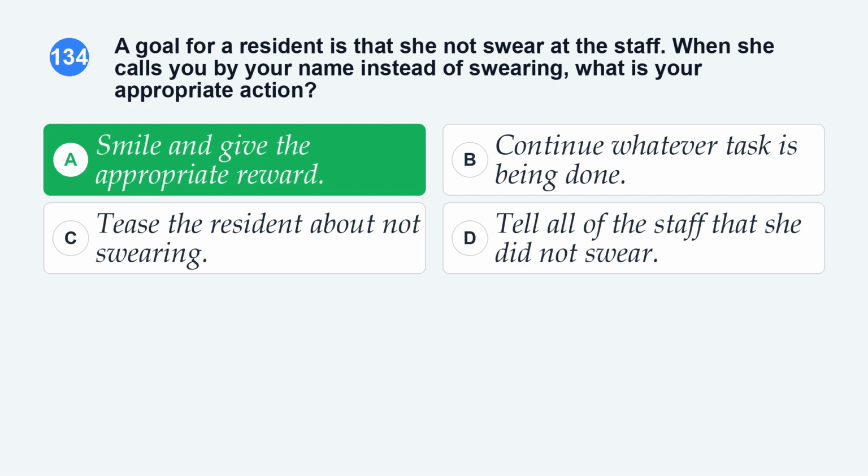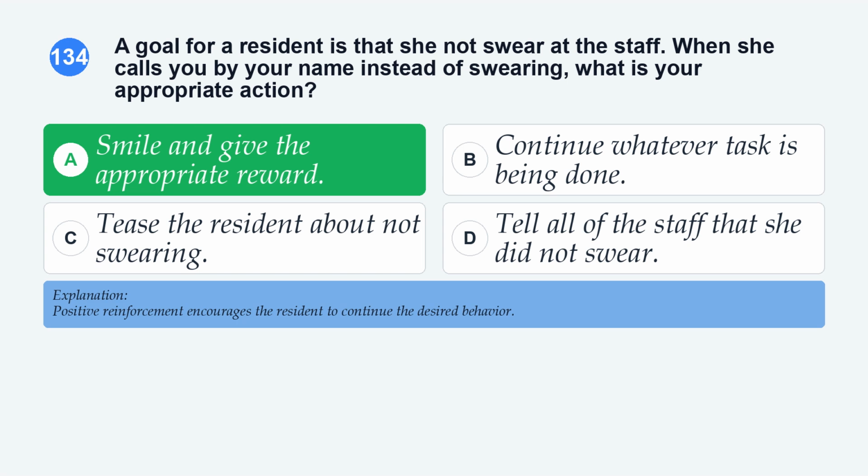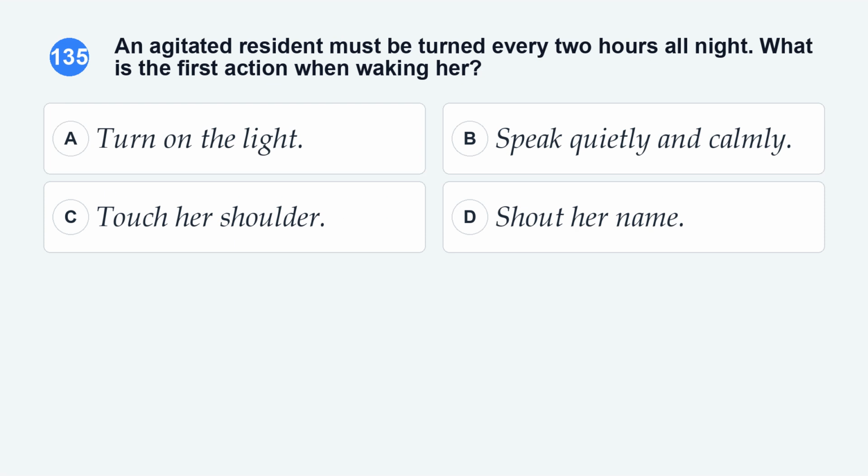The correct answer is option A. Smile and give the appropriate reward. Explanation. Positive reinforcement encourages the resident to continue the desired behavior. Question 135. An agitated resident must be turned every 2 hours all night. What is the first action when waking her?